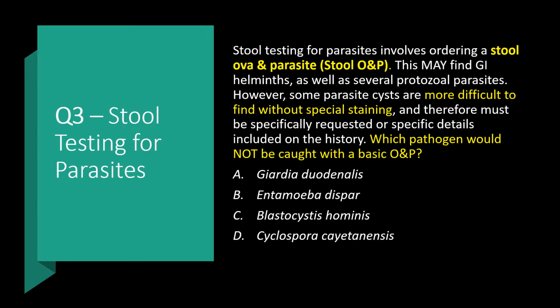Let's introduce this point with a practice question. Which of the following pathogens would not be identifiable on a basic stool ova and parasite? Is it Giardia, Entamoeba, Blastocystis, or Cyclospora?